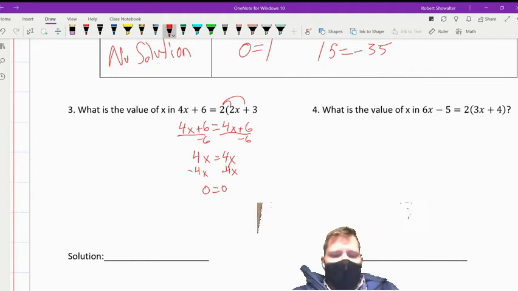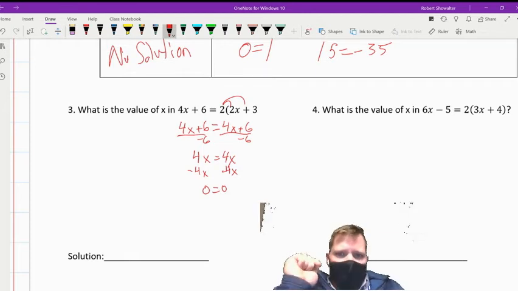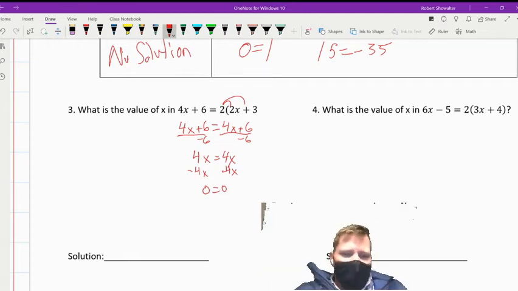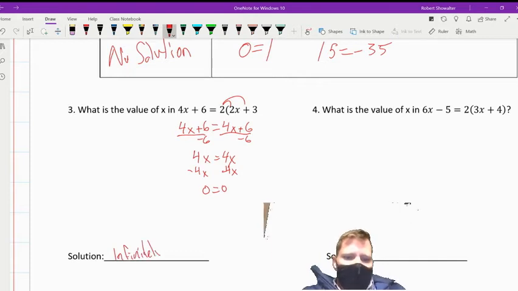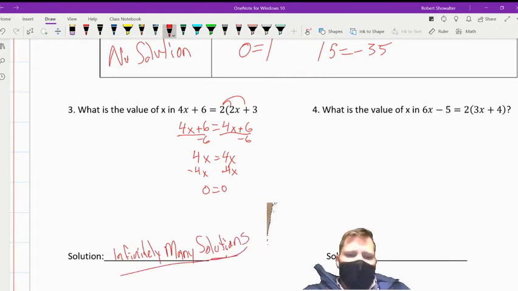That's an infinitely many situation. Every time you have something on both sides of the equal sign being the exact same, it's an infinitely many solutions situation. Infinitely many solutions on that problem. It means any number works when you substitute it in to solve for x.